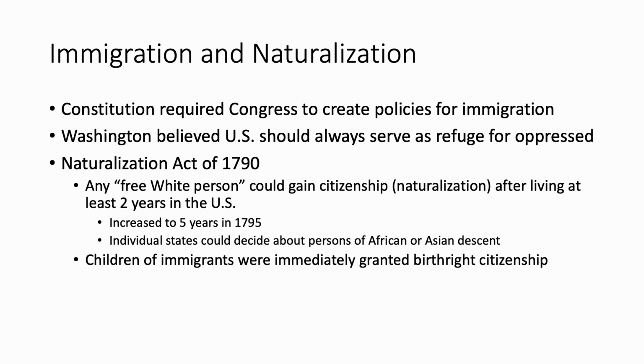As for immigration and naturalization, the Constitution required Congress to create policies for this stuff. So GW believed that the U.S. should always serve as a refuge for the oppressed. So Congress came up with the Naturalization Act of 1790, which said any free white person could gain citizenship or naturalization after living at least 2 years in the U.S. This was increased to 5 years in 1795. And individual states were allowed to decide about people of African or Asian descent.